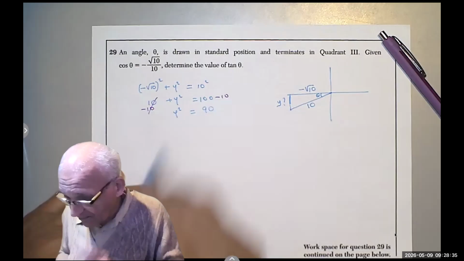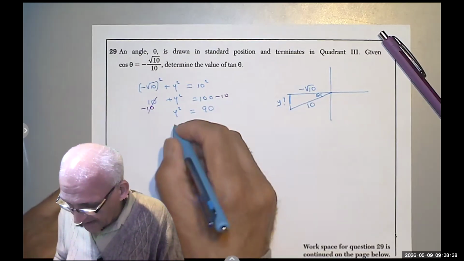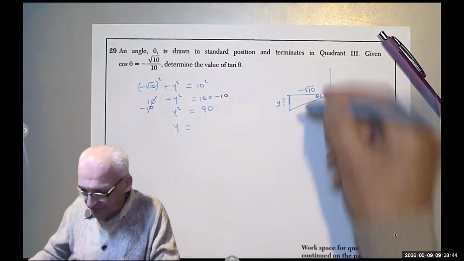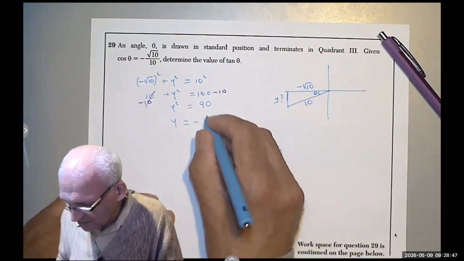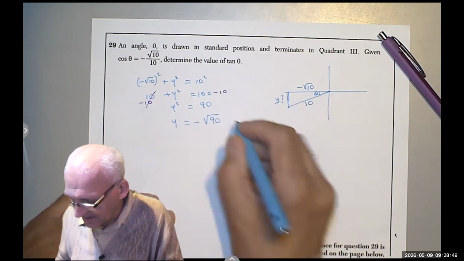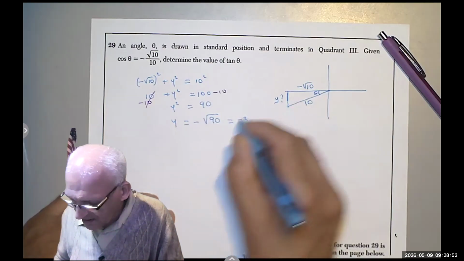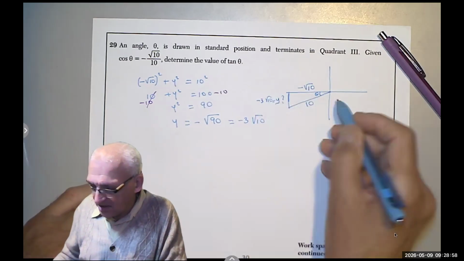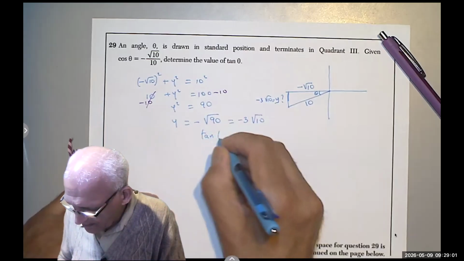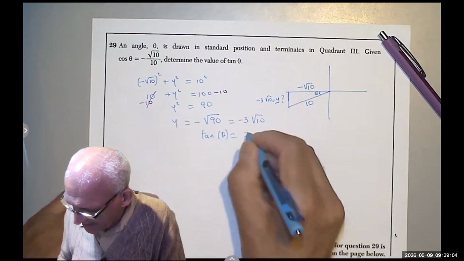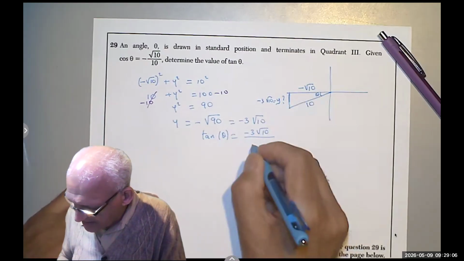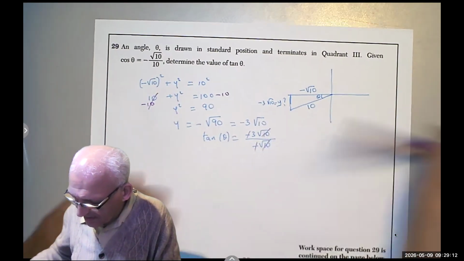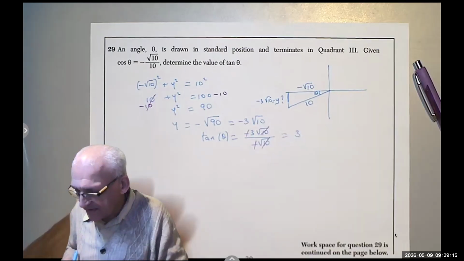equals 90. And then you take the square root of both sides, y equals, we don't say plus or minus, because we know it's below, so it's negative square root of 90. 90 is 9 times 10. Square root of 9 is 3, and that leaves root 10. So this is negative 3 root 10. Tan theta is opposite, which is negative 3 root 10, over adjacent, which is negative root 10. The negative and the negative cancel, the root 10 and the root 10 cancel, and you get 3. So tan theta is 3.